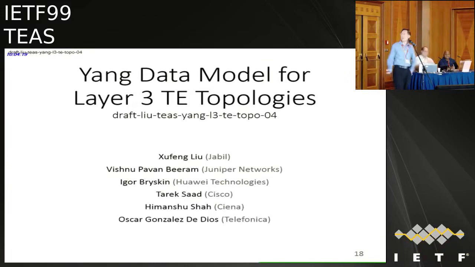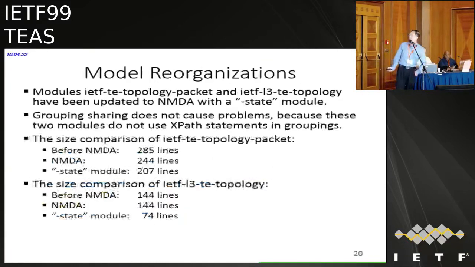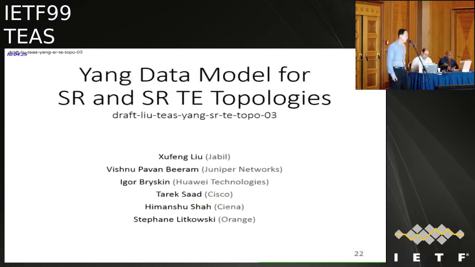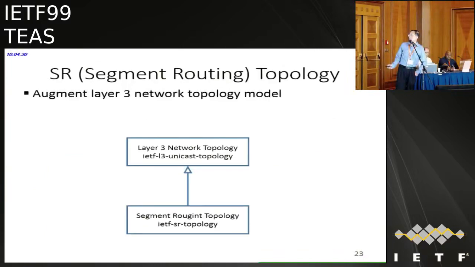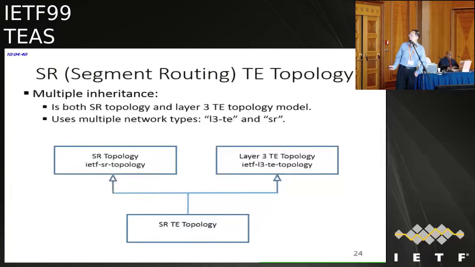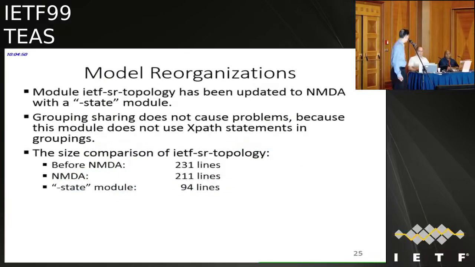Okay. Thank you. Then another one for SR and SR topology, SR TE here. This is also an augmentation to the two generic models. One is a layer 3 unicast topology, and we also link that to our TE topology. Combined together, they make it both segment routing capable and TE capable. So it's also been updated to the NMDA style.